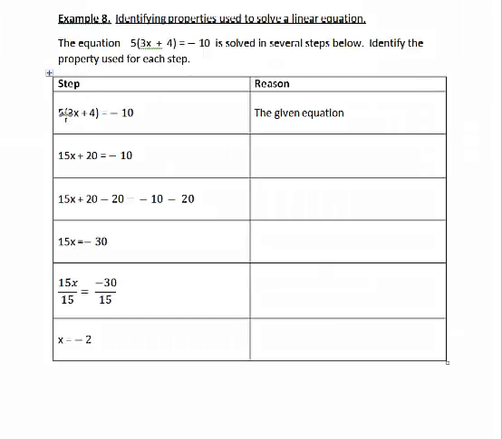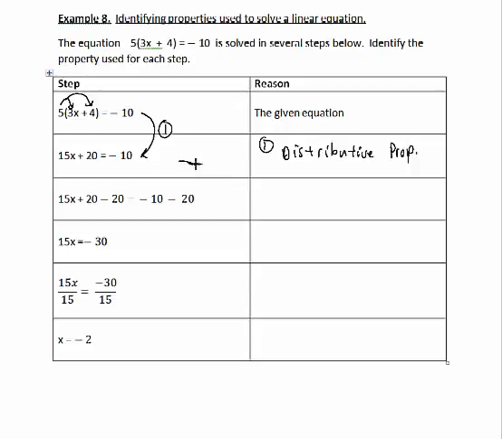So from this equation to that one is our first step. So what property did we apply there? Well, we simply distributed the 5. 5 times 3 is 15, 5 times 4 is 20. So we label that step as the distributive property.